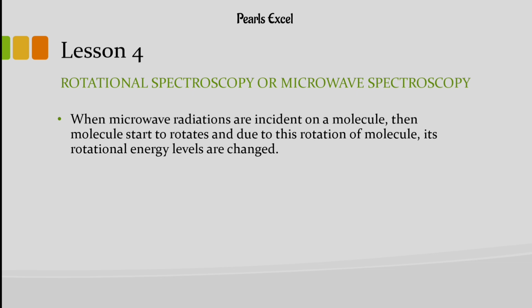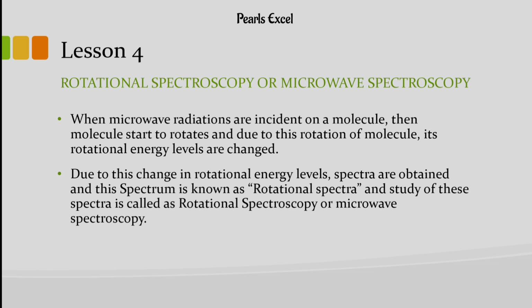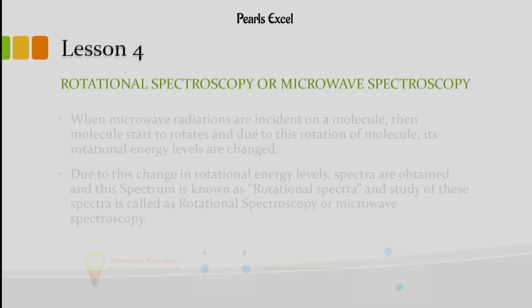When microwave radiations are incident on a molecule, the molecule starts to rotate, and due to this rotation, its rotational energy levels are changed. Due to this change in rotational energy levels, spectra are obtained, and this spectrum is known as rotational spectra. The study of these spectra is called rotational spectroscopy or microwave spectroscopy. You can see here how microwave radiation interacts with a molecule; as soon as it interacts, rotation will get started.